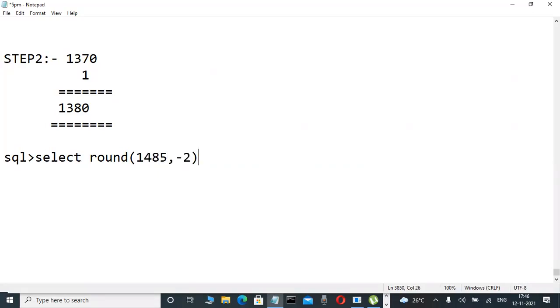-2 I'm giving only. Now is this working or not working? Maybe guess it. Working or not working? Yes, very good. Working. What is the output? Very good. Who is telling what? 1500 is the correct answer.